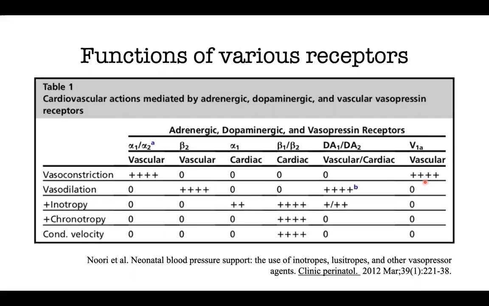What about vasodilatation? Who will be causing vasodilatation? Typically it is caused by beta 2 receptors. And DA1 and DA2 are the dopaminergic receptors, present in the renal vessels as well as the mesenteric vessels, and they cause vasodilatation. So vasoconstriction: alpha and vasopressin receptors; vasodilatation: beta 2 as well as dopamine receptors. Inotropy we have already discussed. Beta 1 and beta 2 cause inotropy as well as chronotropy, and also increased conduction velocity.